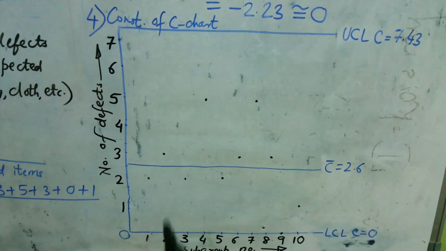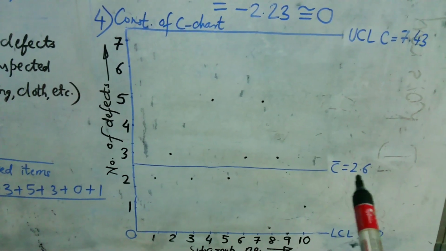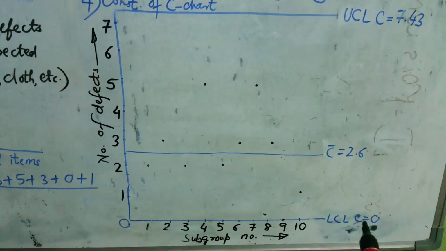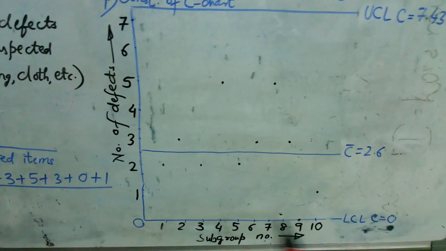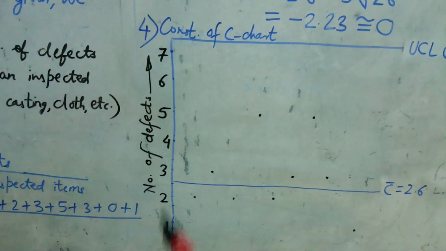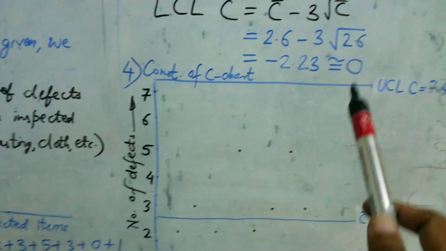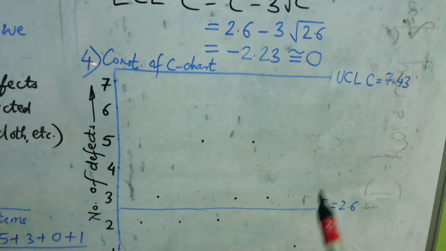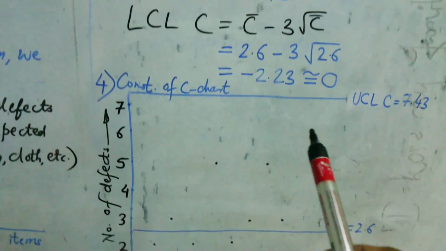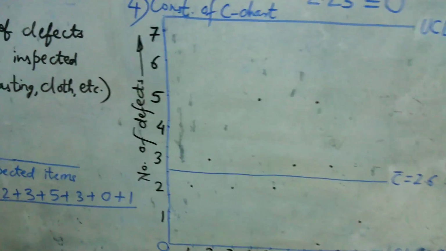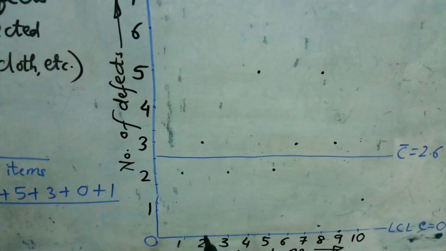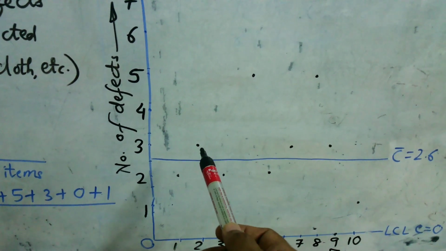In the C chart, we know the central line or C bar, the upper control limit, and the lower control limit. On the x-axis we take the subgroup number or the assemblies, and on the y-axis we take the number of defects. We have the upper control limit as 7.43 and the lower control limit as 0, because it was negative, so we took it as 0. For the first assembly the number of defects is 2, and for the second assembly it is 3.